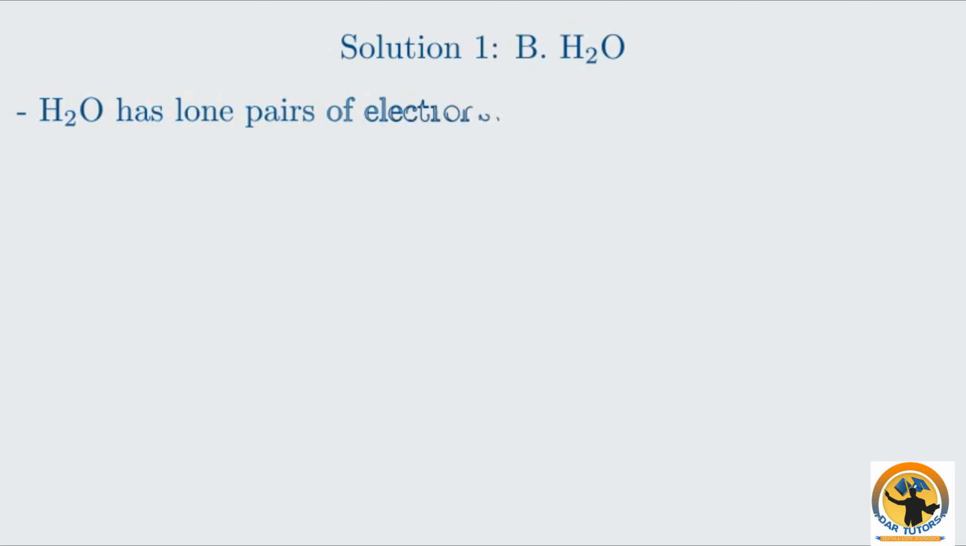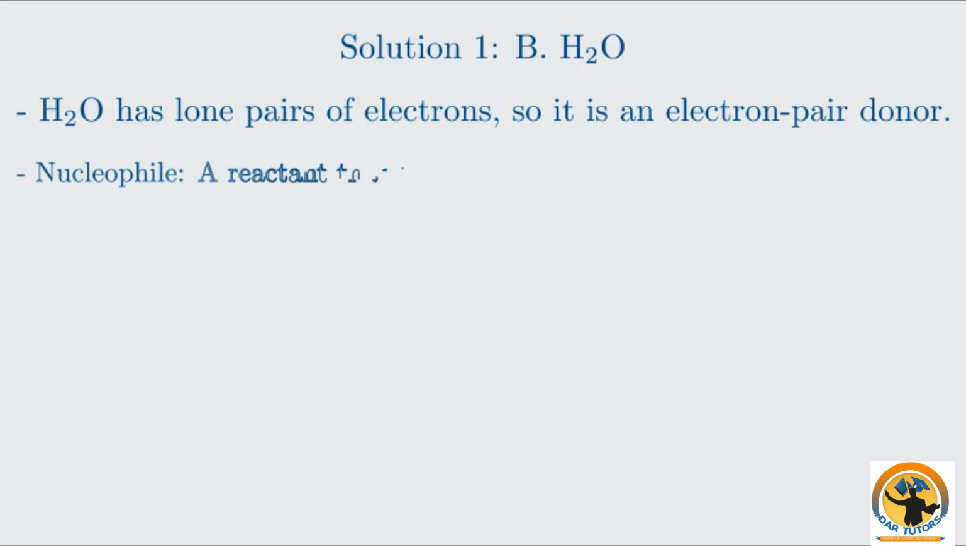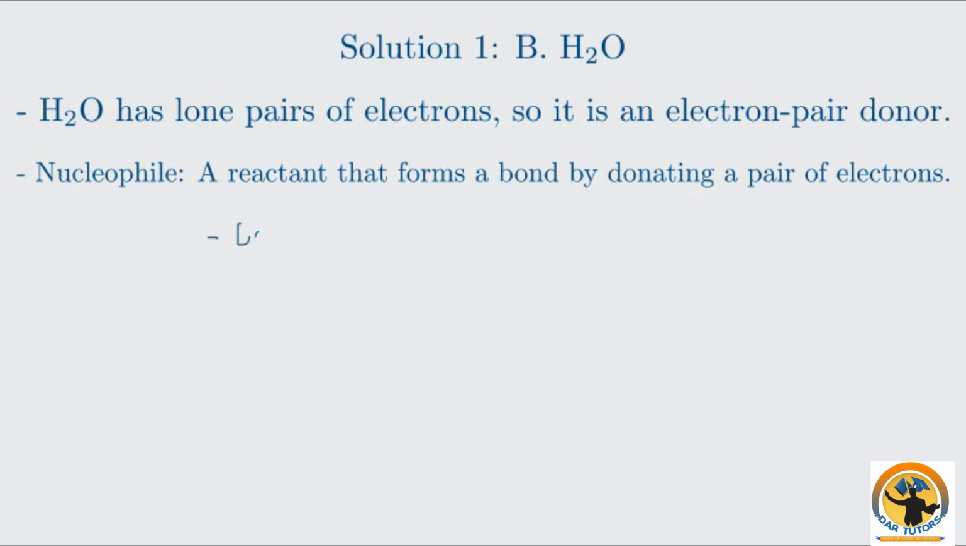The correct answer is B, H2O. Both nucleophiles and Lewis bases donate electron pairs to form new bonds. Water has 2 lone pairs on its oxygen atom, making it an electron pair donor. Let's analyze the other options. CH3+ is a carbocation, which is an electrophile and a Lewis acid, an electron pair acceptor. CCl4 is a stable, nonpolar molecule with no lone pairs available for donation, so it's neither. BCl3 is an electron-deficient compound, a Lewis acid, and an electrophile.